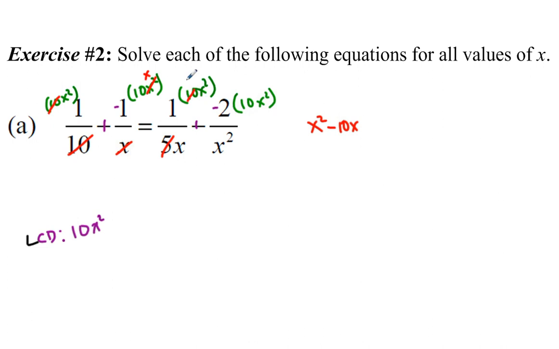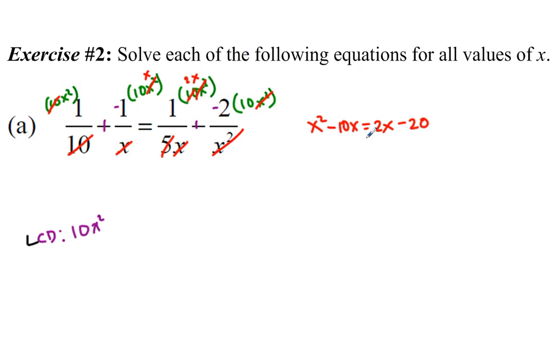Next, 5x. 5 and 10 divide out to leave a 2. x squared and x divide out to leave an x. So I have a 1 times 2x. It's 2x. Finally, x squared. I have a -2 times 10. That's a -20. That looks like something you can solve. Solve this. Play the recording once you've got your answers.